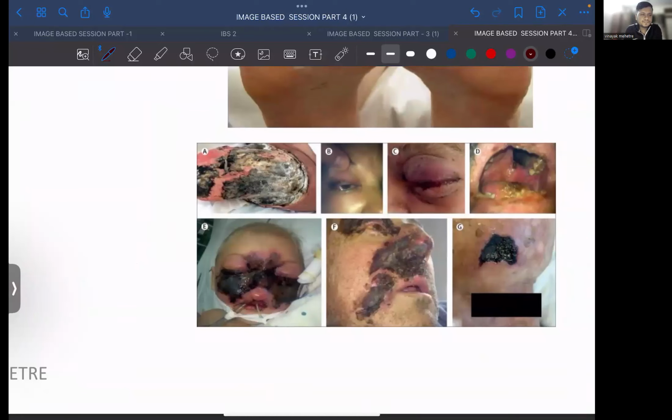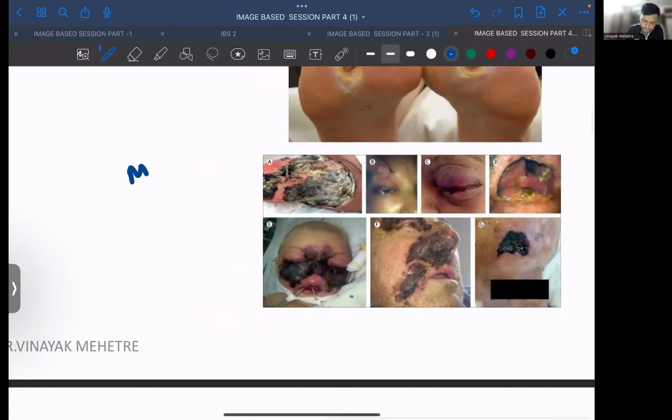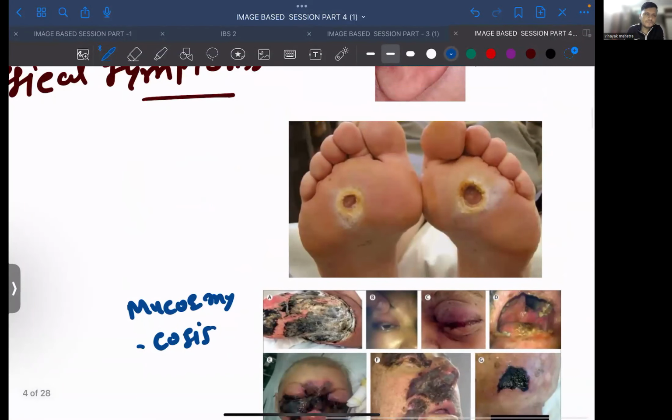What is this? Blackish discoloration of, yes, the skin part, right? That is called mucormycosis. Okay, mucormycosis. And one more, the question which you get from surgery: yes, it is diabetic ulcer or diabetic foot, right? Diabetic foot.